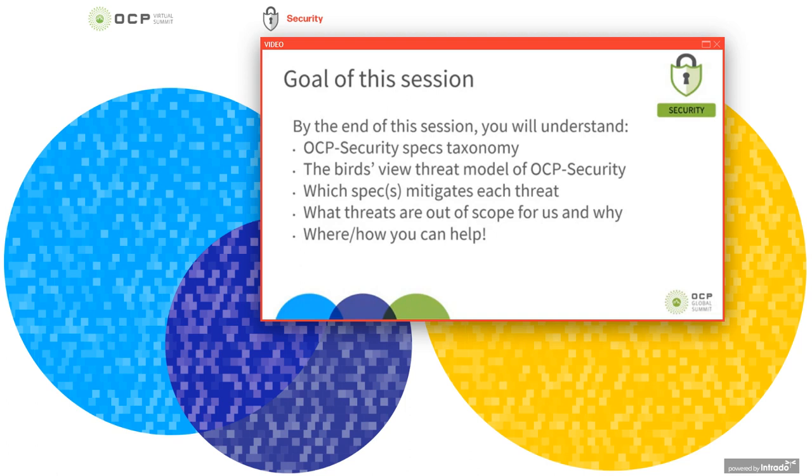Generally, we'll be looking at the threats we're trying to mitigate and which specs address those threats and have the necessary features to mitigate the relevant threats. And we will also talk about things that we left out of scope for V1 and why we did that. I would say in advance that there are many cases where we can still improve and do a V2 with more tight security, but this is our V1, so we'll start with that.